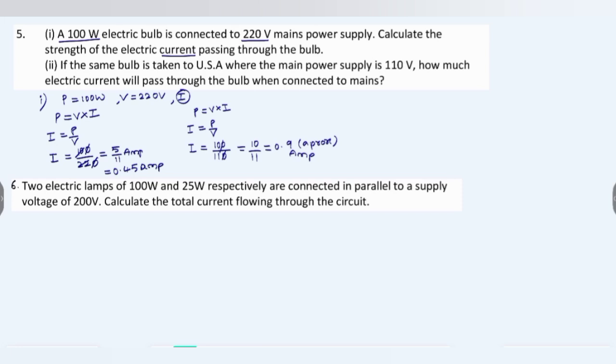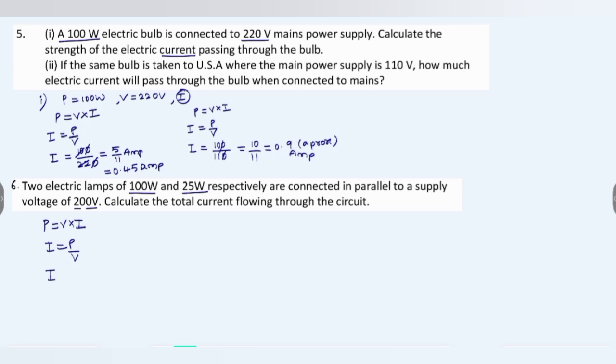Now next one, two electric lamps of 100 watt, 25 watt respectively are connected in parallel to a supply voltage of 200 volt. Calculate the total current flowing through the circuit. So here again what is given? Power is given in both the cases, and voltage is given. We have to find out current. So same formula again, I is equal to power by voltage. From the previous formula, we know P is equal to V into I. From that we can write I is equal to P by V.